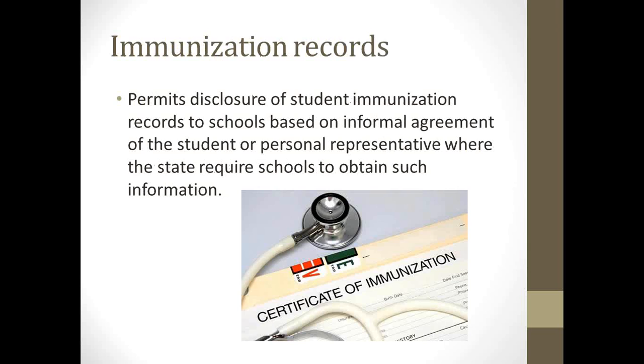Under the final rule for immunization records, a covered entity may disclose proof of immunizations to schools in states that have laws that require the school to have such information prior to admitting a student. While written authorization for the disclosure is not required, your practice is encouraged to obtain a written or oral agreement from a parent, guardian, or other person acting in loco parentis for the individual or from the individual themselves, if the individual is an adult or an emancipated minor.